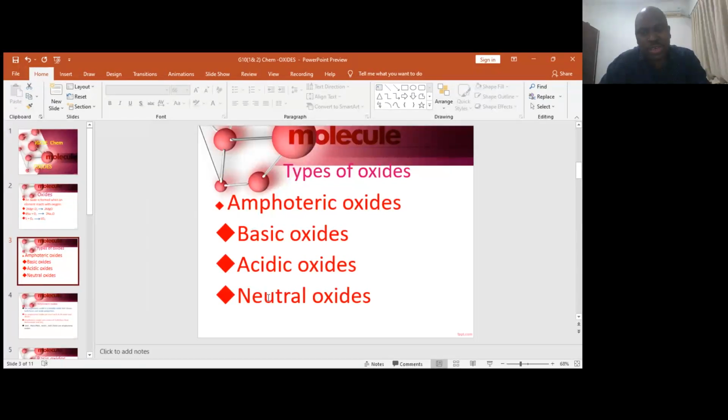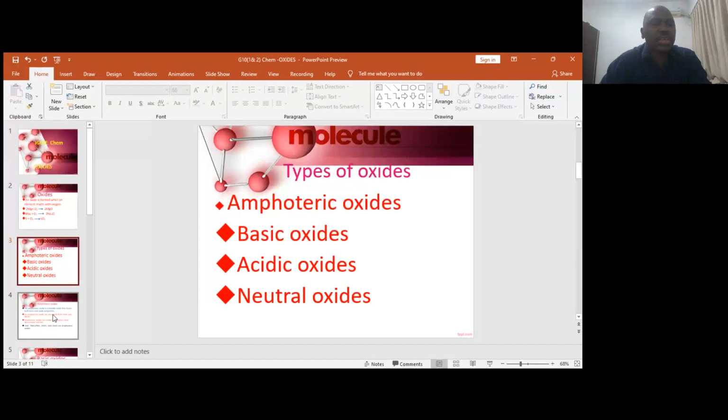Remember what I said, we have a lot of oxides, so we need to classify them. We need to classify them based on their acid-base nature. Some are acidic, for example, SO2. SO2 is very acidic, and that is why it causes acid rain. So we have four types of oxides. Take note of this.